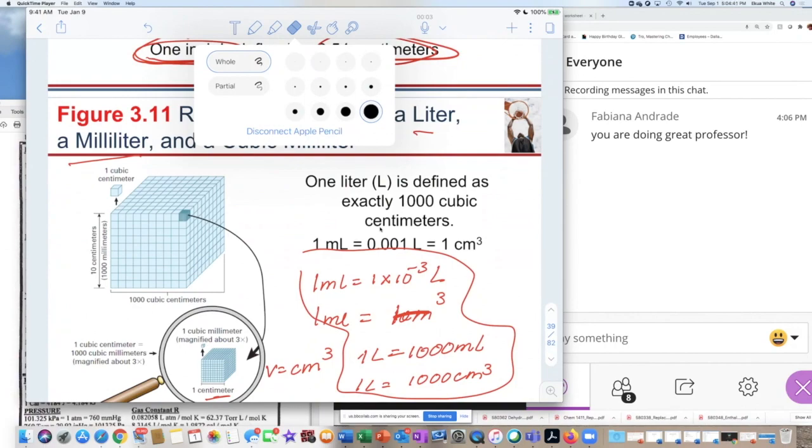And I'm writing a note for myself so I don't forget to get pictures of graduated cylinders, so that we can make sure we're comfortable reading the estimated value.